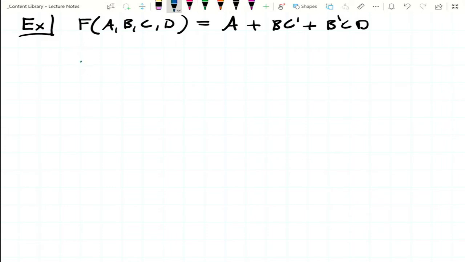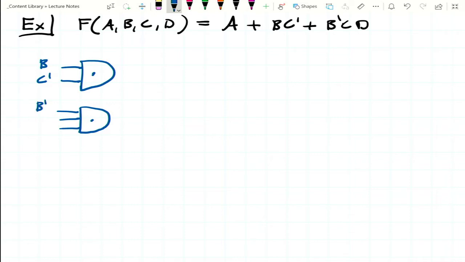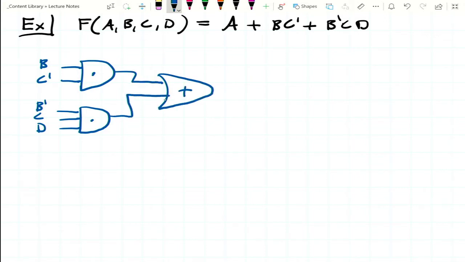We'll have 2 AND gates. First one takes its inputs as B, C prime. Second one takes 3 inputs, B prime, C, and D. And those feed into an OR gate with one last input, A. And that gets us F. So this is a 2-level AND OR circuit.